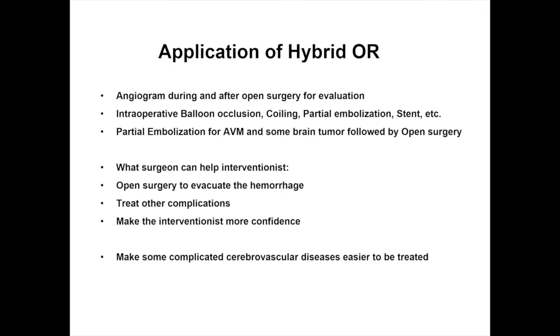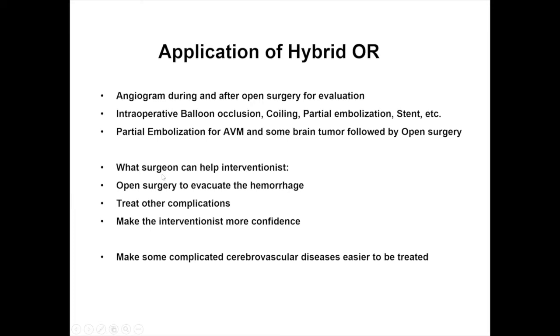Also, we can use some endovascular techniques like balloon occlusion or partial embolization for either aneurysm or AVM. It's especially useful for partial embolization of AVM or some bloody brain tumor followed by open surgery. So we can make the surgery much safer.